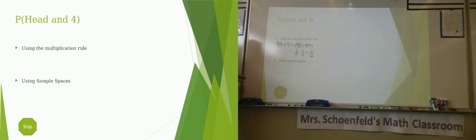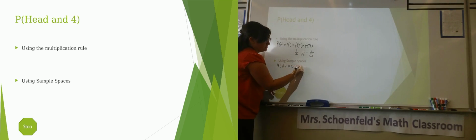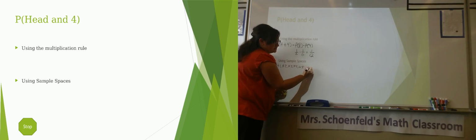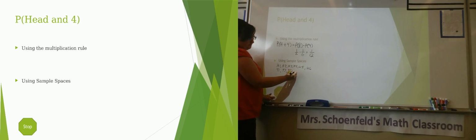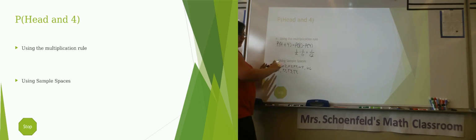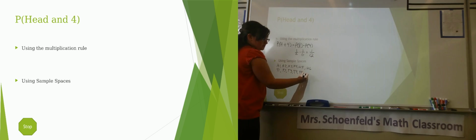What that actually looks like if I'm writing everything out in my sample spaces is, hey, look, I could have a heads and a 1, a heads and a 2, heads and a 3, heads and a 4, heads and a 5, heads and a 6. And then we would do the same thing with tails. I'm not asking you to do it all with sample spaces. Sometimes tree diagrams are going to be your best friend.